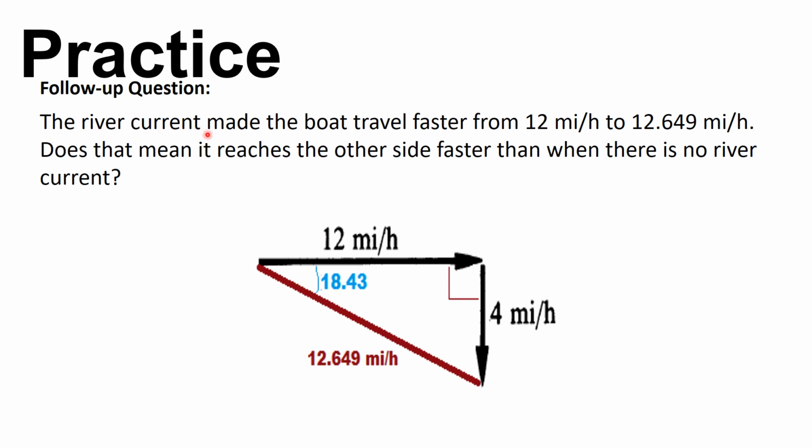The river current made the boat travel faster from 12 miles per hour to 12.649 miles per hour. So the river current actually made the boat travel faster. Does that mean it reaches the other side faster than when there is no river current? What do you think? Does it reach the other side earlier because the current made it run faster? Think about it for a second.